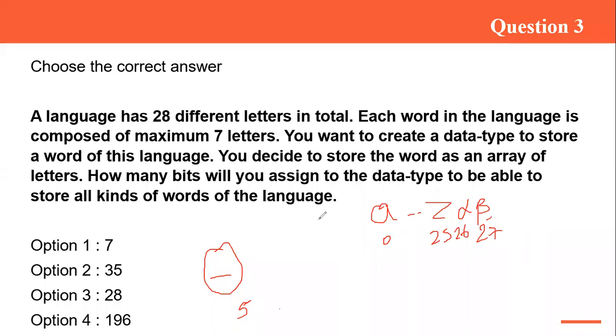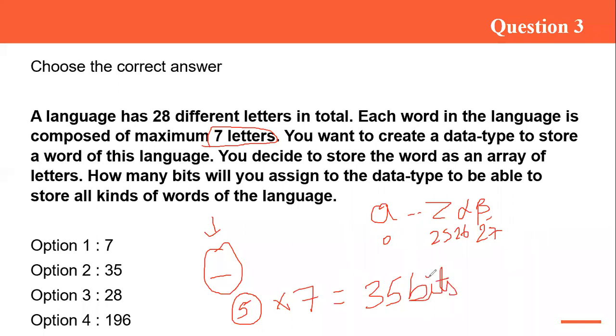So that means in the language I am creating, for one letter I'll need 5 bits. But in that language, how many letters are there in a word? Maximum 7 letters in a word. That means per letter I want 5 bits. For 7 letters, how many bits do I need? 5 into 7 bits, which is 35 bits.